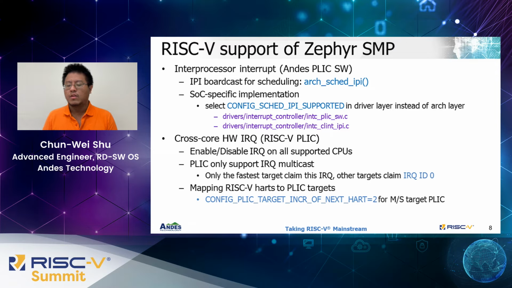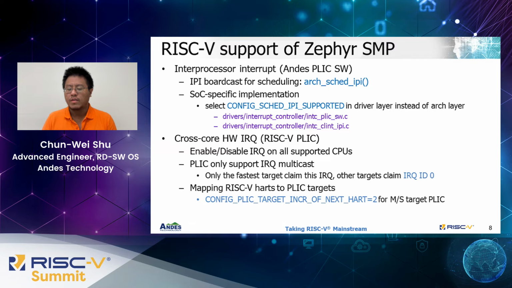The cross-core external interrupt management is by RISC-V PLIC. To support SMP, we should enable and disable interrupts on each hart by default. The special thing of RISC-V PLIC is that it only supports interrupt multicasting. When the external interrupt occurs, each hart will receive the interrupt, but only the fastest hart can claim this interrupt. Other harts will receive the interrupt ID 0 if there is no other pending interrupt in the system.